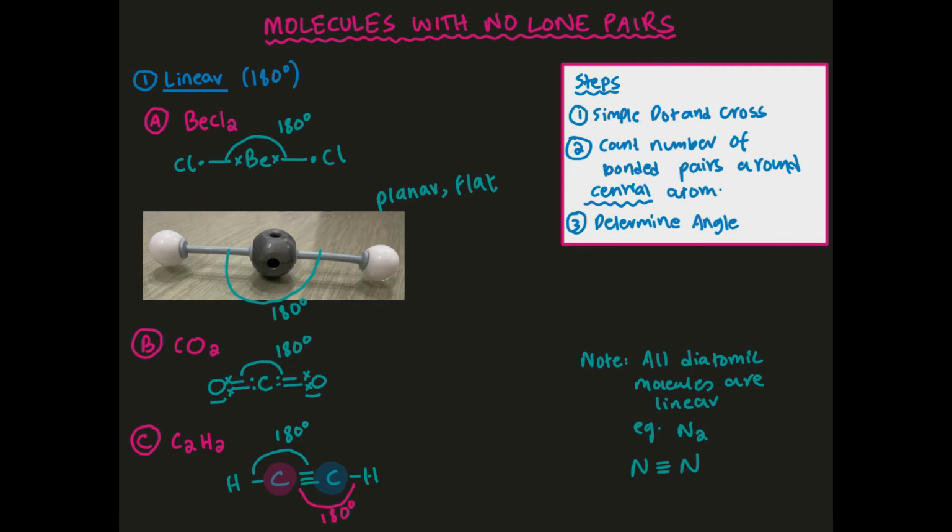And one other thing to note over here is that all diatomic molecules are going to be linear. So in this case, if you have nitrogen gas, this is going to be 180 degrees. So this is going to be linear. If you have HCl, this is also going to be 180 degrees, so it's going to be linear.